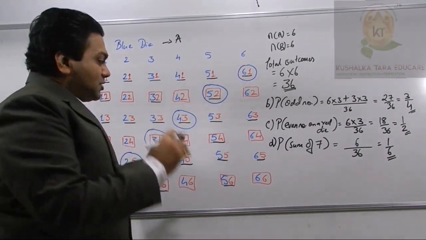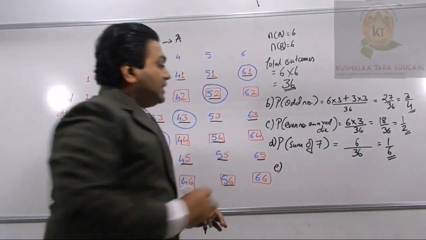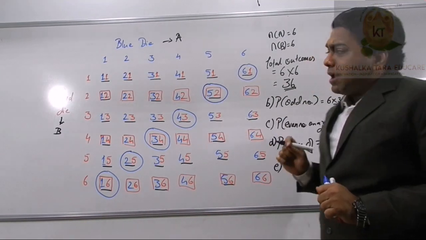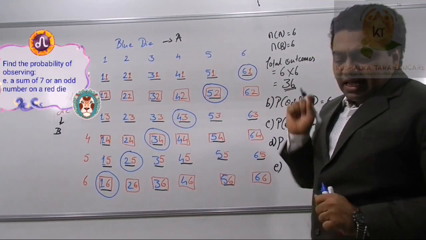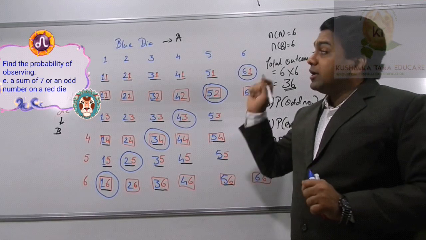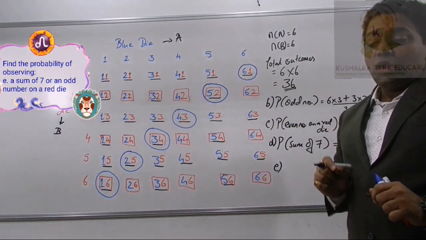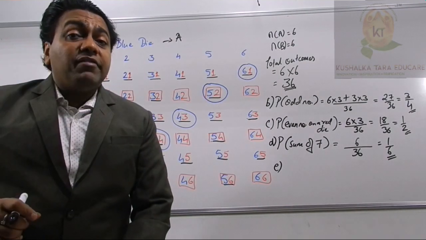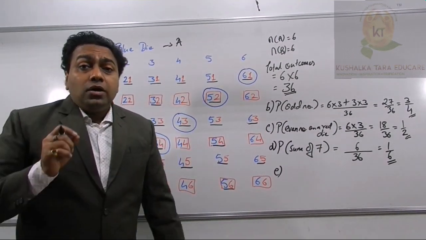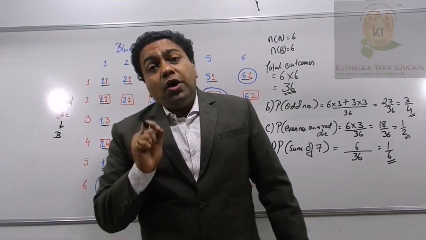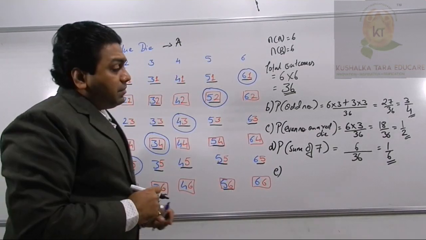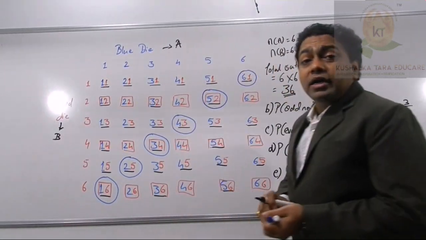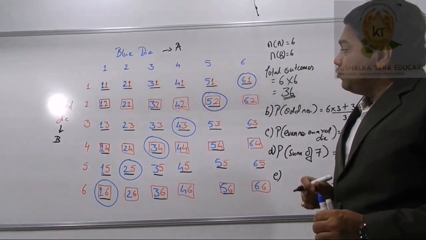Now comes the last part, which is a kind of combination of this only. What's our last question? Find the probability of observing a sum of 7 or an odd number on the red die. So finding the probability of observing a sum of 7 or an odd number on the red die, how do we find out?